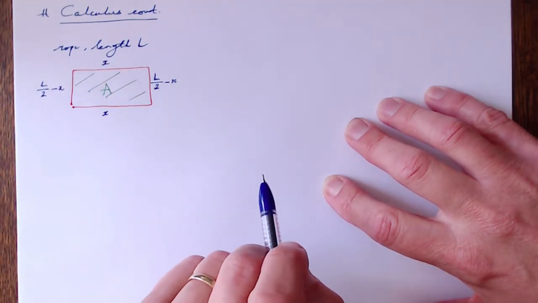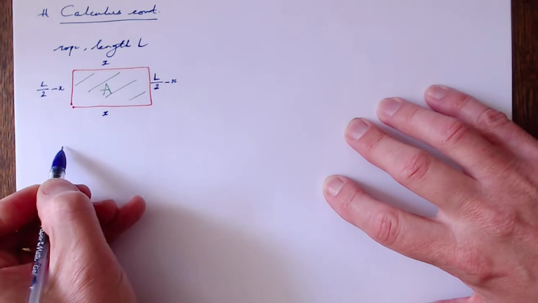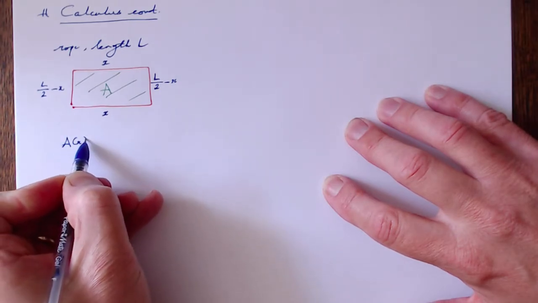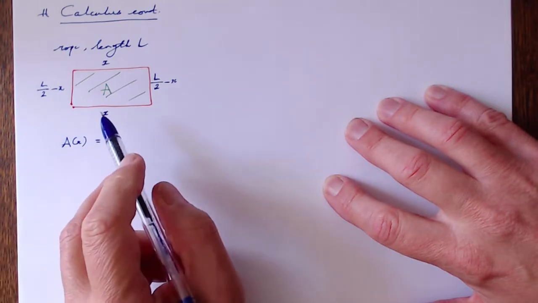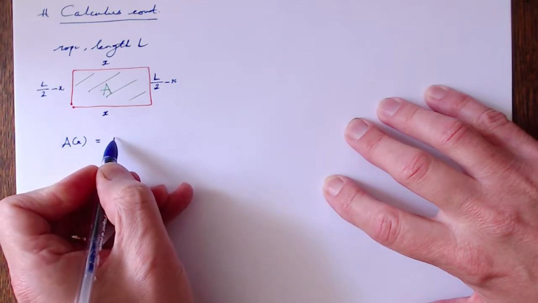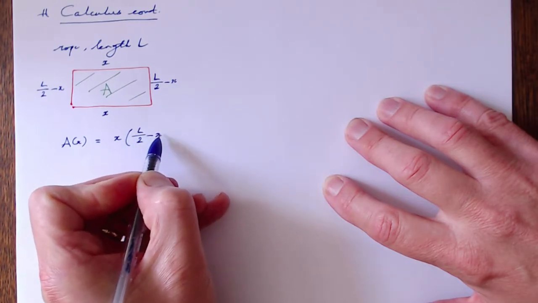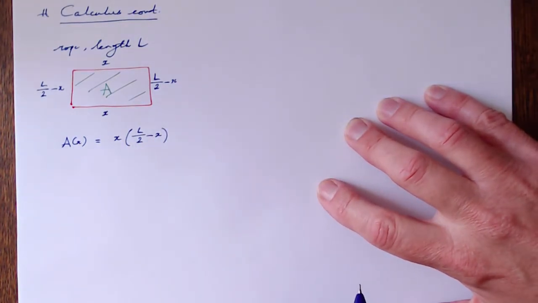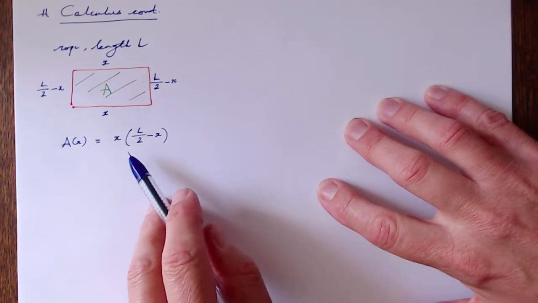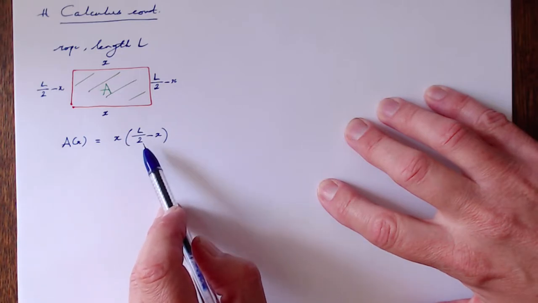And we can see that the area contained by the rope in the rectangle is a function of x. In fact it will just be given by the length times the breadth. So the area will be x multiplied by L over 2 minus x, which in fact is a parabola. I won't sketch that, but you can see that it's just a parabola that vanishes when x is 0, and it also vanishes when x is L over 2.